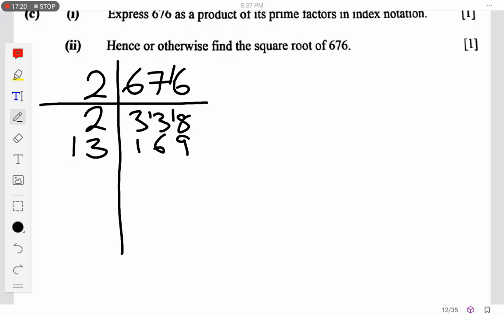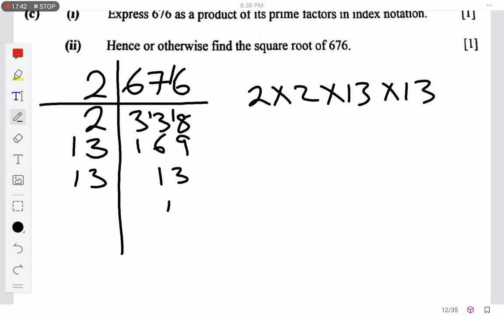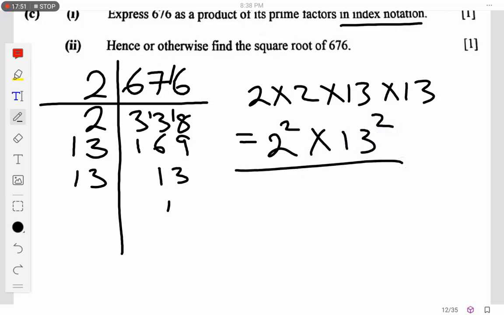13 can go into 169 and leave 13, okay? Because 13 times 13, that's 169, okay? Then I have 13 again, then I'll get 1. So it means the prime factors are 2 times 2 times 13 times 13, like that. But they said in index notation, so I'm going to say 2 to the power of 2 times 13 to the power of 2. That is index notation.